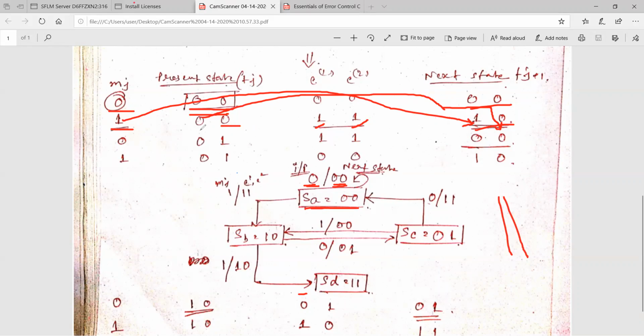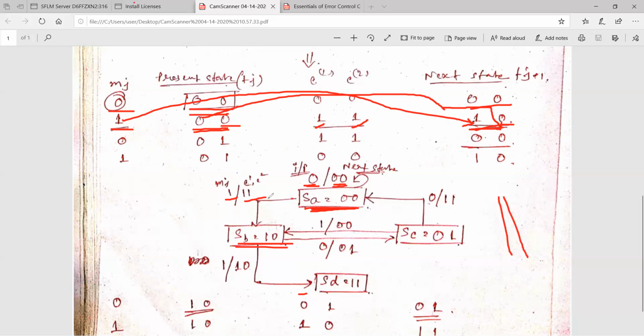And what is the condition? So we have to draw the diagram that when the present state is 0 0, that is SA equals 0 0, and the next state is 1 0, that means SB equals 1 0. So what is the condition? Condition is nothing but M should be 1, and C1 and C2 will be 1 1, right? So this is the condition only when we can get the next state as 1 0 from present state 0 0.